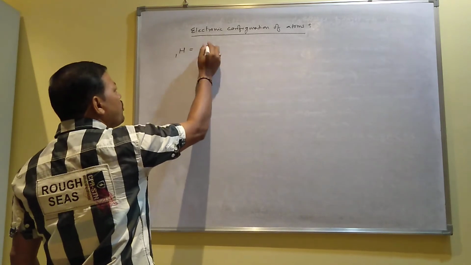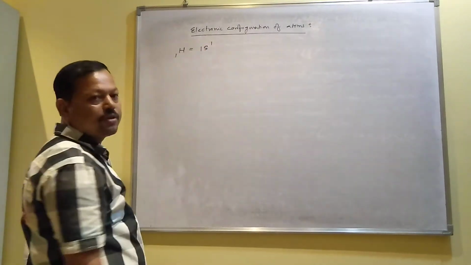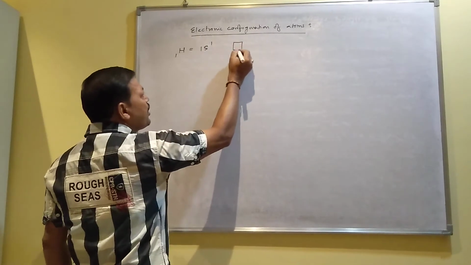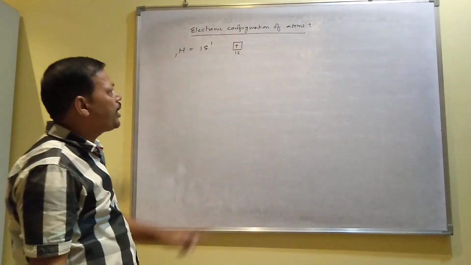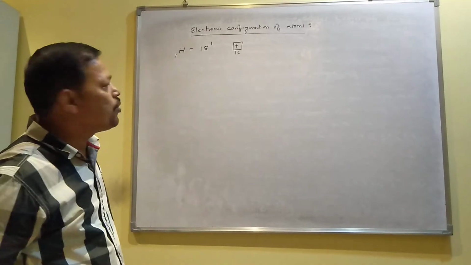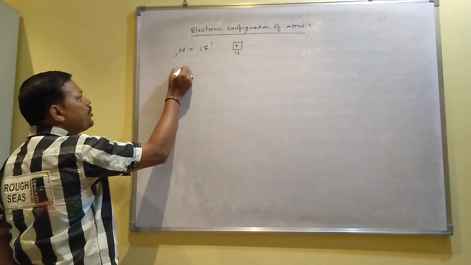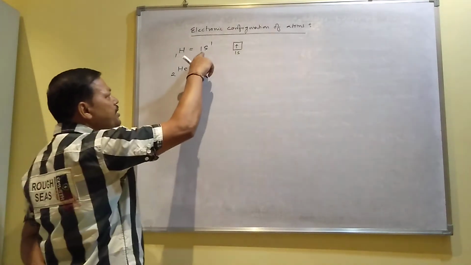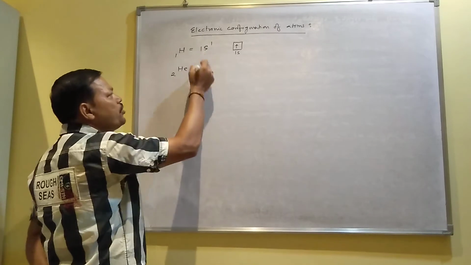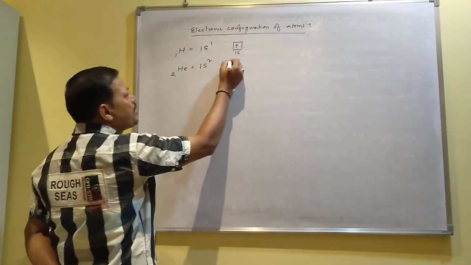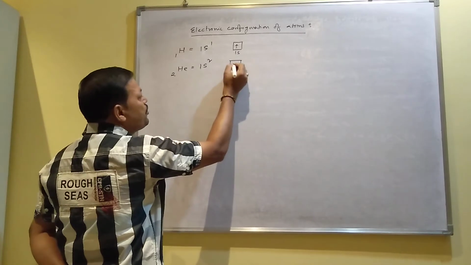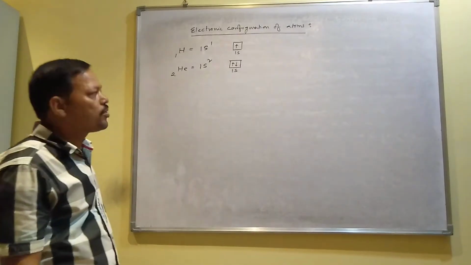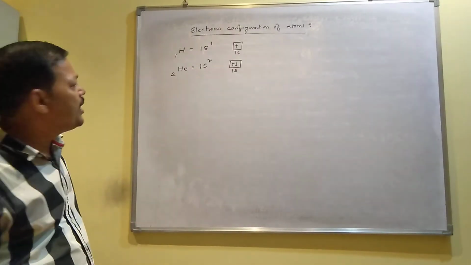So you have to represent it as 1s1. And you can write it in a box also. So this is the 1s orbital and it contains 1 electron. Spin you can write upward or downward, because it contains only 1 electron. Next one, helium. Helium contains 2 electrons because its atomic number is 2. One orbital contains a maximum of 2 electrons, so you can write 1s2. And in a box, you write one electron upward, another electron downward. So this is for helium.